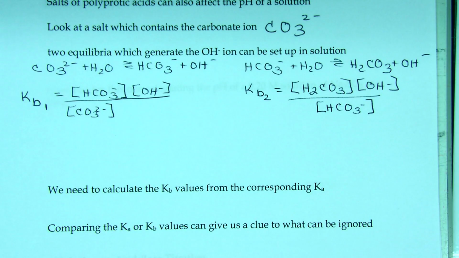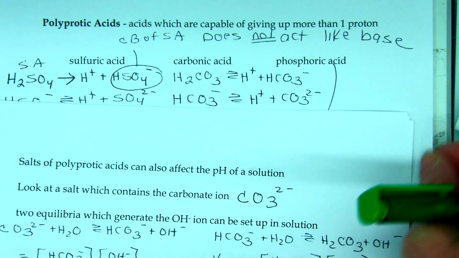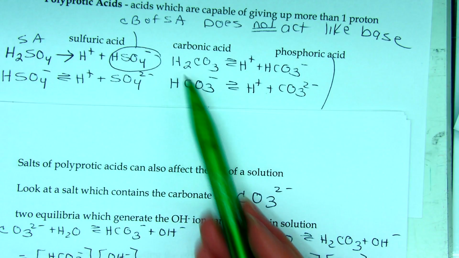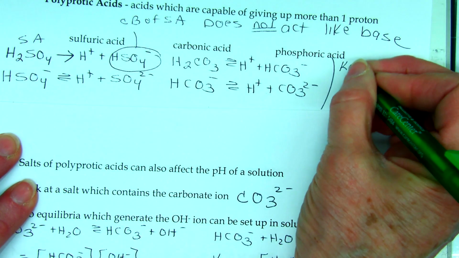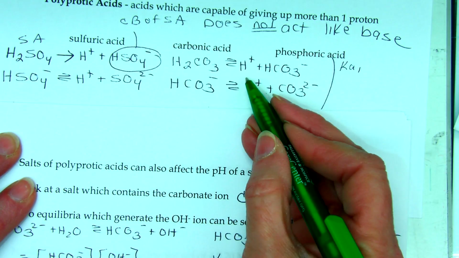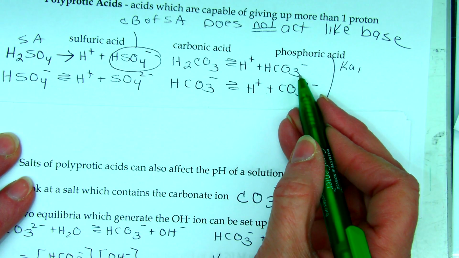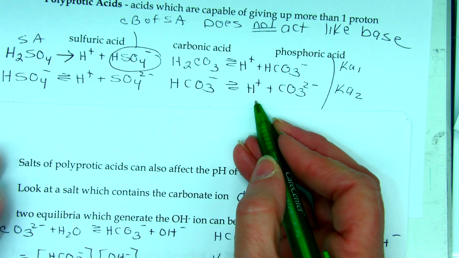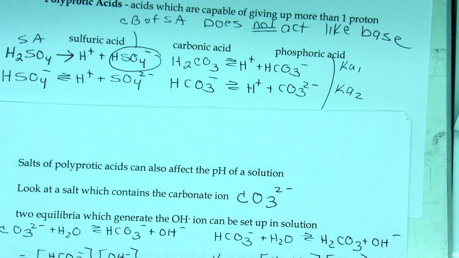From the Ka. So when I start to think about this, let's go back to carbonic acid and look at its two equilibria. I'm flipping back to page 1638. Here are the two equilibria for carbonic acid. The first one, which had the Ka1, has carbonic acid in equilibrium with a proton and a hydrogen carbonate ion. Ka2 represented the hydrogen carbonate ion in equilibrium with the proton plus the carbonate ion.